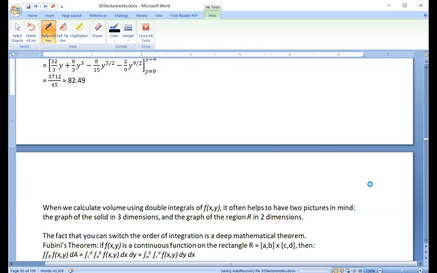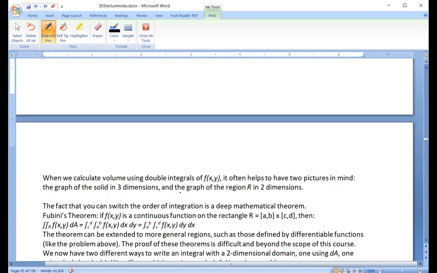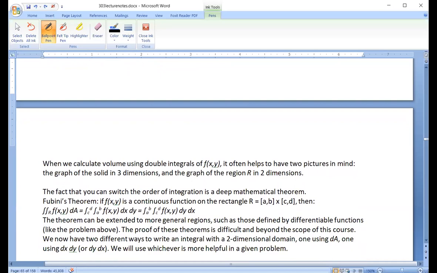theorem, which says that if f of xy is a continuous function on the rectangle, so x going from A to B and y going from C to D, then the double integral over the region of f of xy dA can either be written with the integral dx dy or the integral dy dx. Turns out this is surprisingly hard to prove. You wouldn't think it, but it is. And this winds up being true for more general regions, not just rectangles. But the proof is hard and beyond the scope of this course.